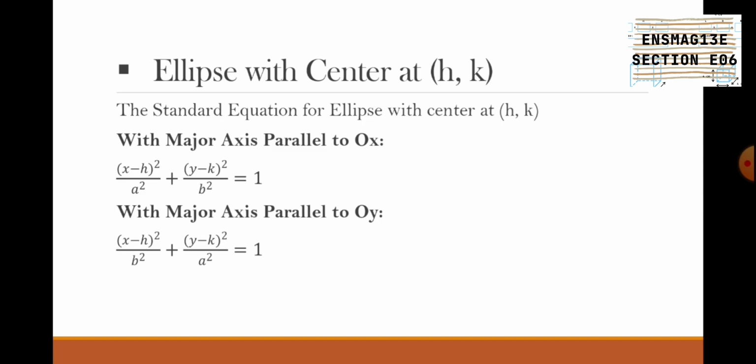The same is true with the ellipse at center h, k. The square of the semi-major axis is in the denominator of the term containing your x minus h for the ellipse with major axis parallel to your x-axis. For the ellipse with major axis parallel to your y-axis, the square of the semi-major axis is in the denominator of the term containing y minus k squared.